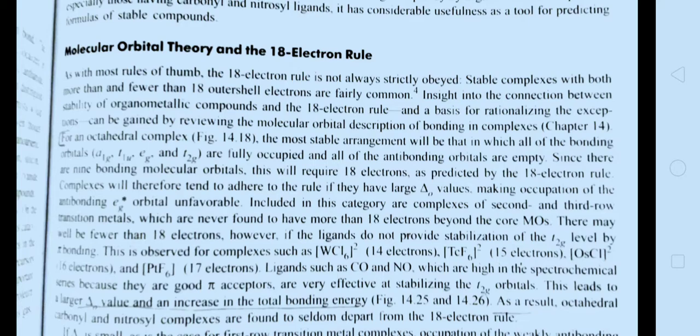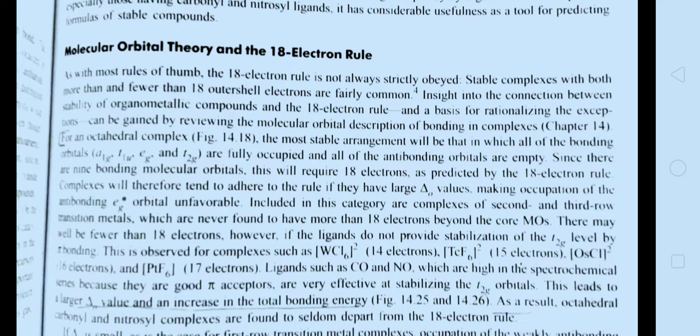We have already studied in coordination chemistry that when a metal is under the influence of a field, its d orbitals split into two sets, the T2g set and the Eg set. There are two sets, bonding orbitals and antibonding orbitals. The bonding orbitals include A1g, T1u, Eg and T2g.